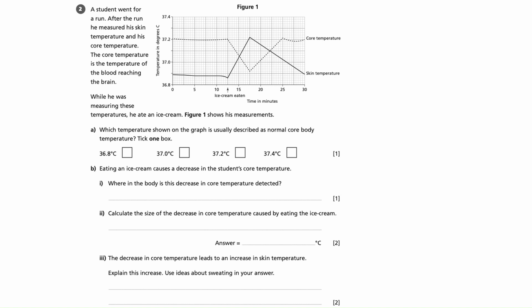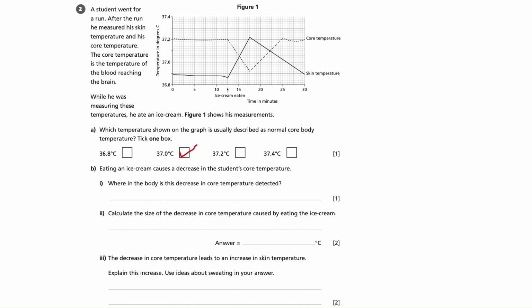So for part A, which temperature shown on the graph is usually described as normal core body temperature? Tick 1 box. So normal core body temperature is considered to be 37 degrees Celsius, so it is that one there. That scores us the 1 mark available for this question.